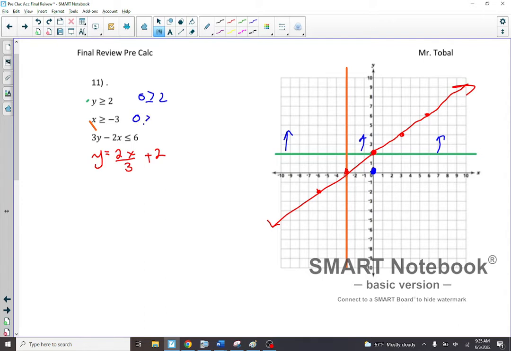0 is greater than or equal to negative 3. That is true, so I'm going to go towards the truth. And then plug in 0, 0 here. Oh, I'm sorry, this should be less than or equal to. So 0 is less than or equal to 2, which is true. So go towards here.